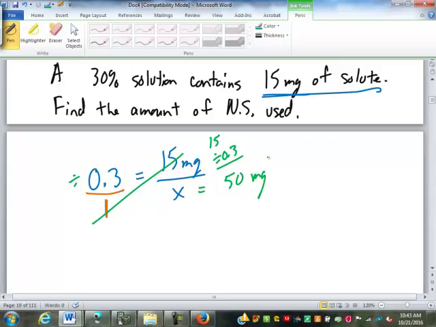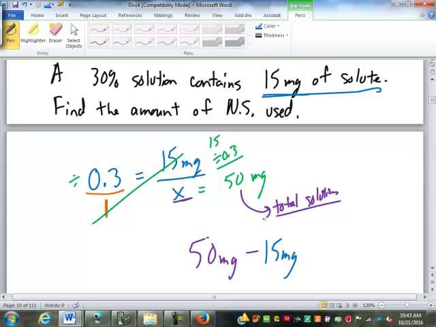Does that mean we add 50 milligrams of NS? No, because remember, the number that's on the bottom here is always the total solution. So that means we have 50 milligrams total minus our 15 milligrams of our medication, or our solute here, gives us 30 milligrams of NS that was added.